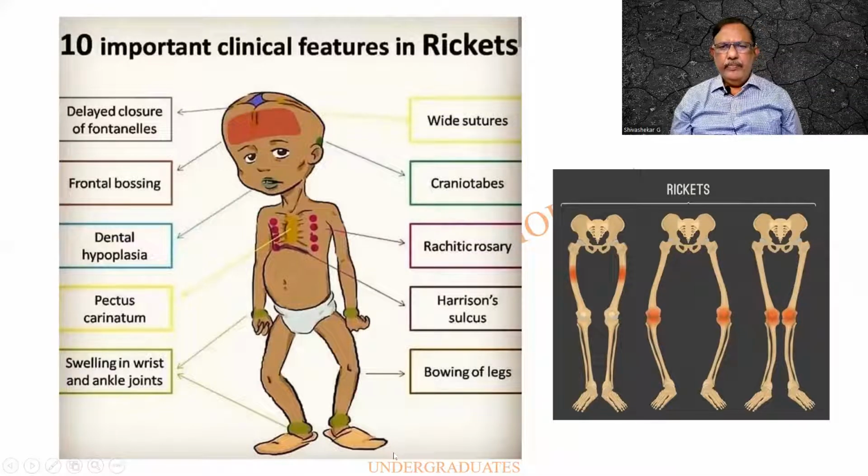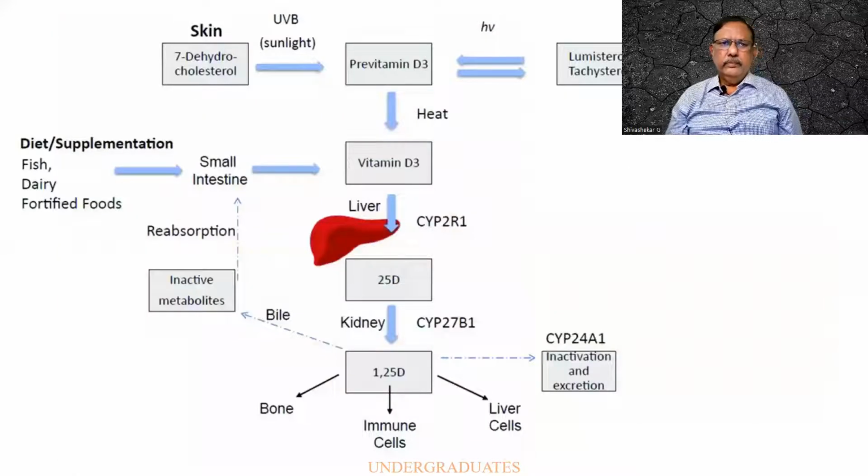These are seen. So as you see here, this is normal. Here there will be a bow leg. Here there is a knock knee. So these are the important manifestations just simply by that. This is again an important flow diagram which you people would have read in your biochemistry.